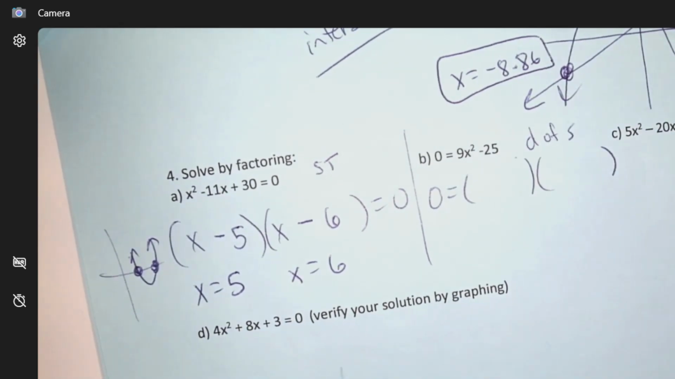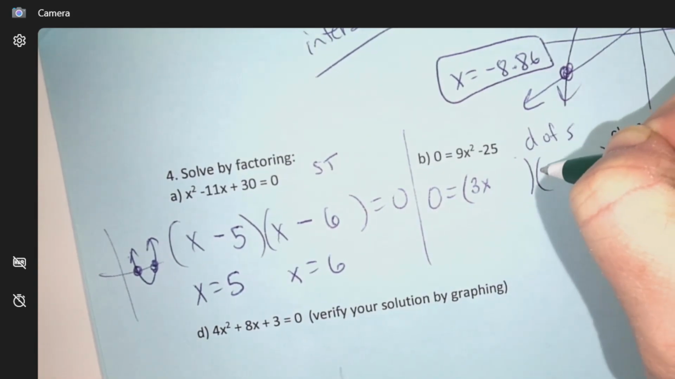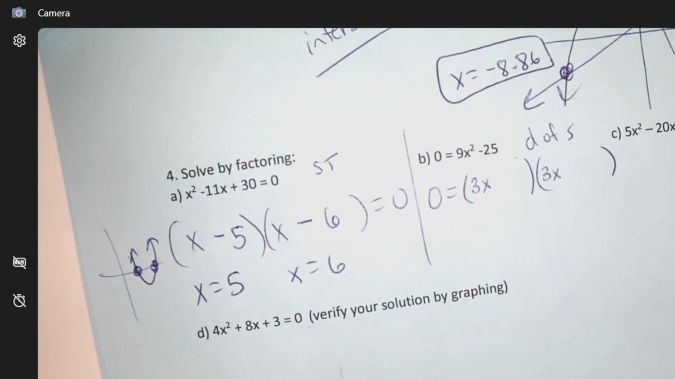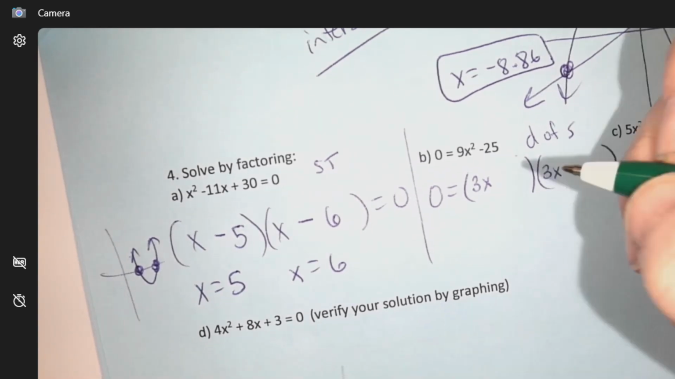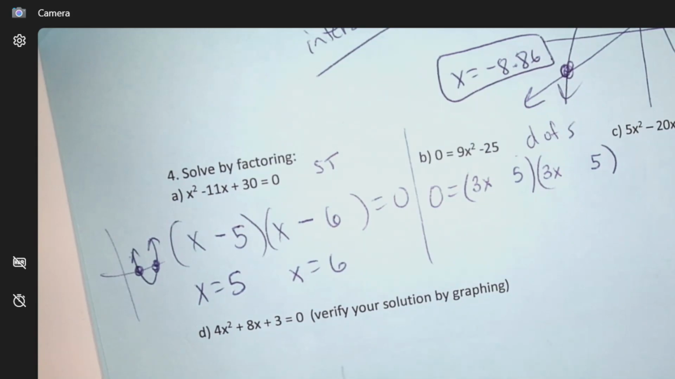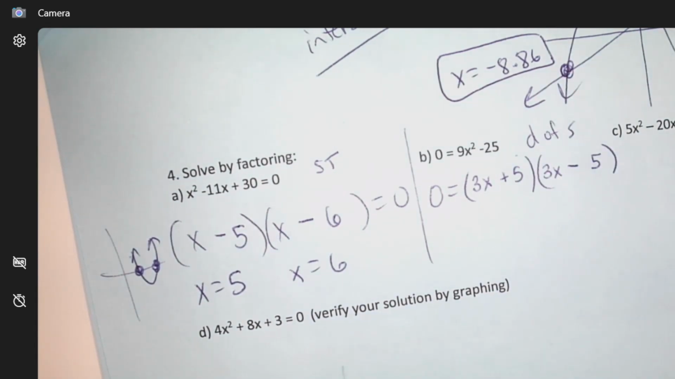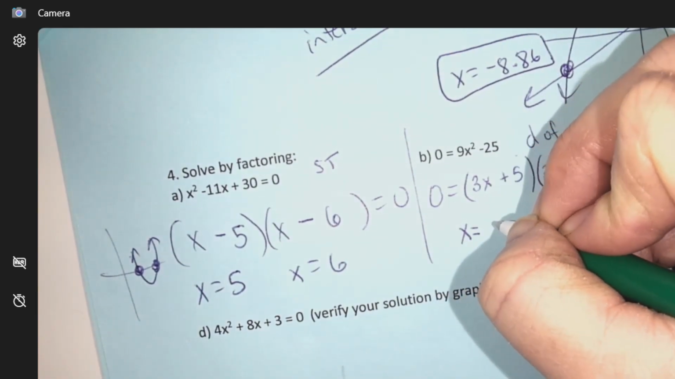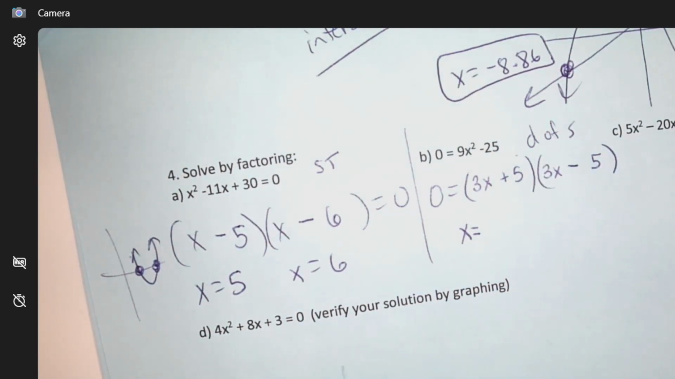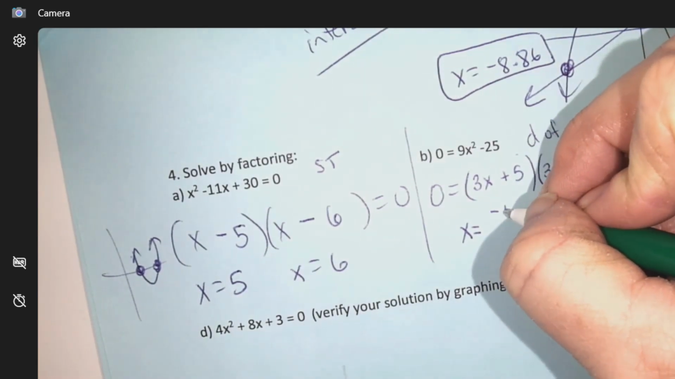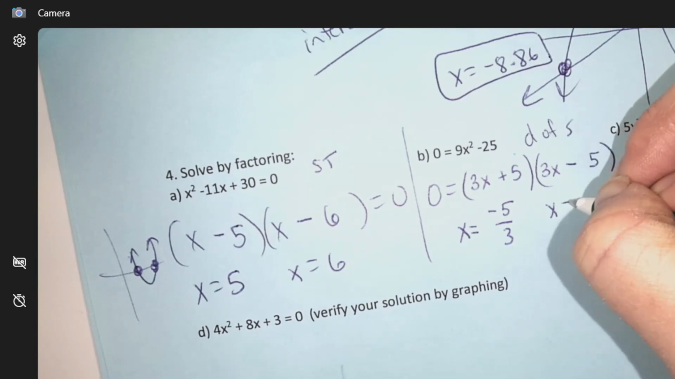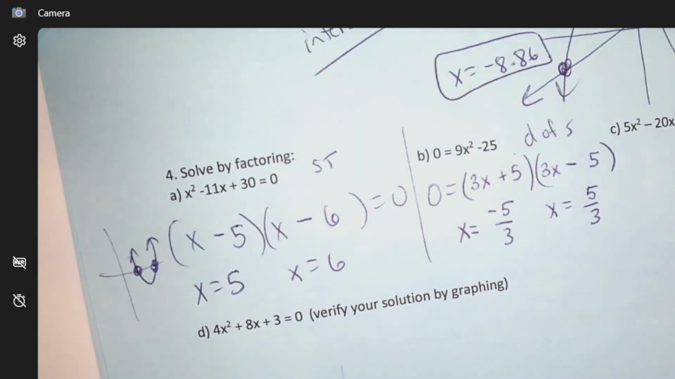So 2 brackets. What times what makes the 9 part? Should we do 3x times 3x? Has to be the same. What times what makes 25? 5 times 5. And what do you do with the signs? One's plus, one's minus. The solution is to do the opposite and divide, so negative 5/3 and positive 5/3.